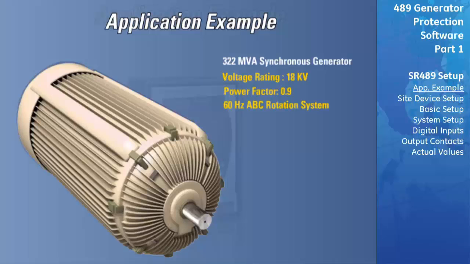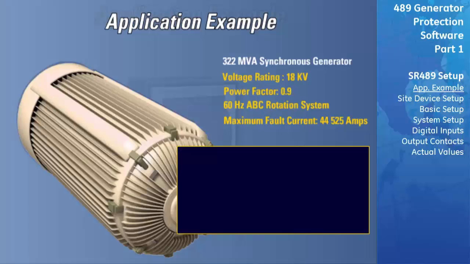Through fault analysis studies, we have determined that the maximum fault current that we can expect to see will be 44,525 amps. There is also some additional information provided for our generator that will be used specifically for negative sequence and loss of excitation protection. This information is as follows.